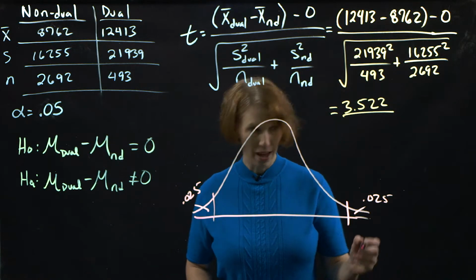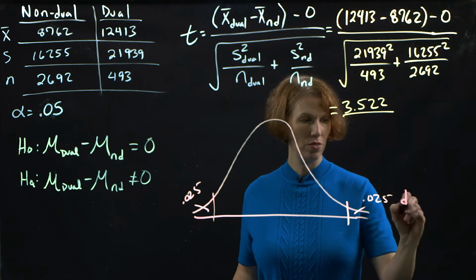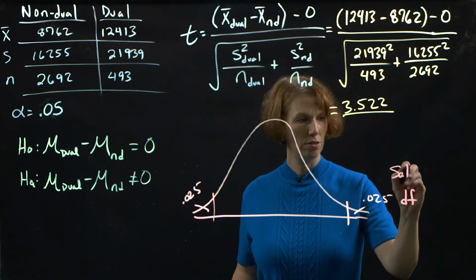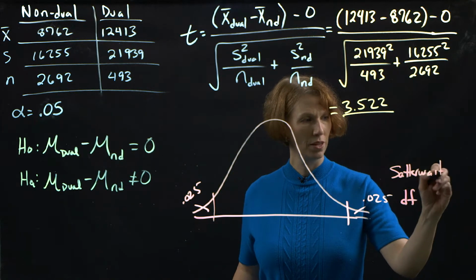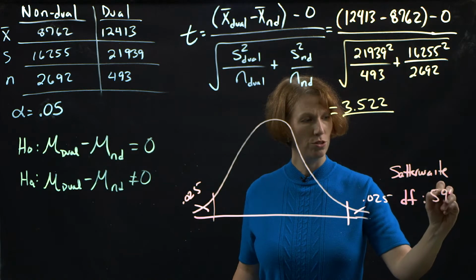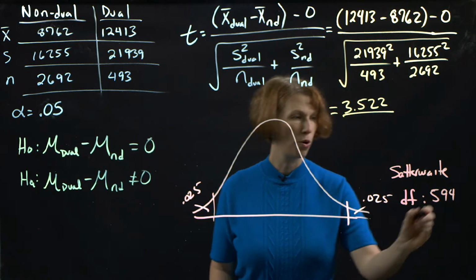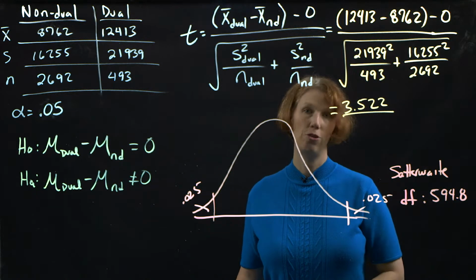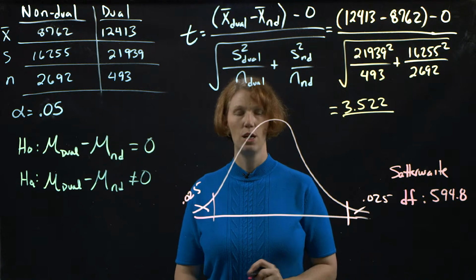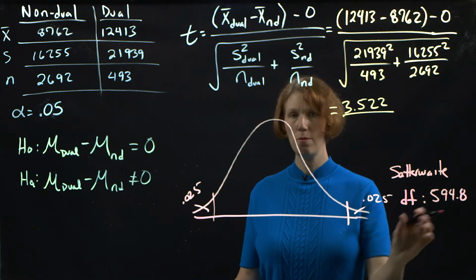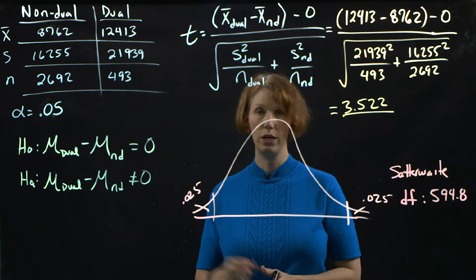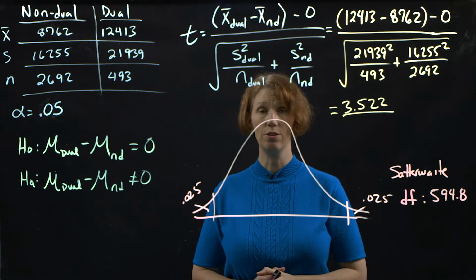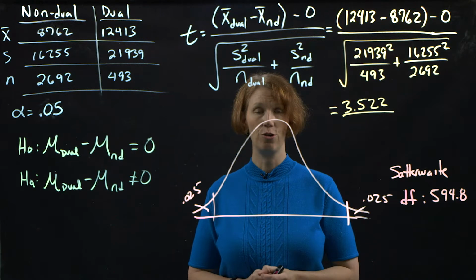you will find that you get degrees of freedom, in this case, from the Satterthwaite approximation. You get degrees of freedom equal to 594.8, or roughly 595 degrees of freedom. So we're going to use that information in addition to our significance level to arrive at our critical values.